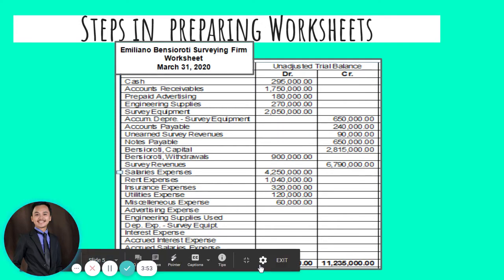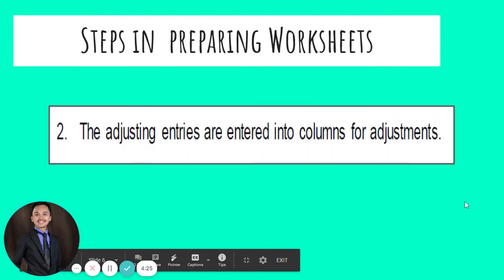Still we have 11,235,000 total debits and 11,235,000 total credits. Do not mind these extra accounts here first, because these are the accounts used in our adjustments. Don't mind these items yet, because they will only be included once we have prepared our adjustments, which will be made in the second step.